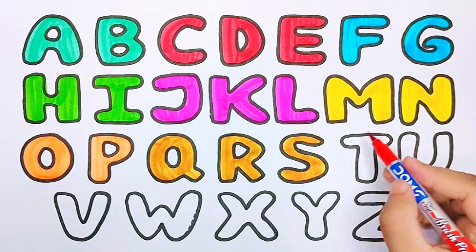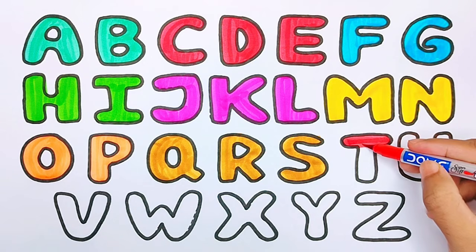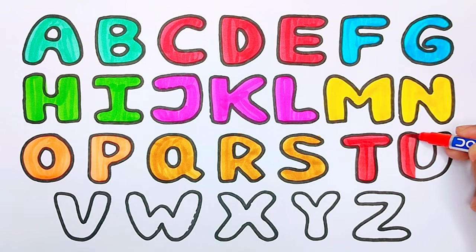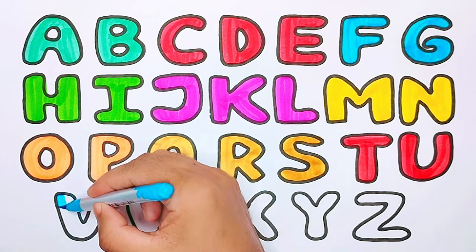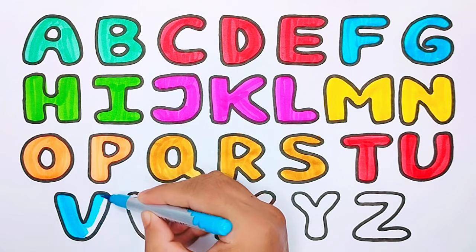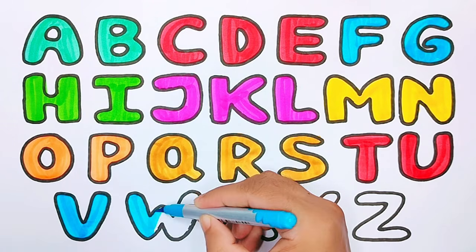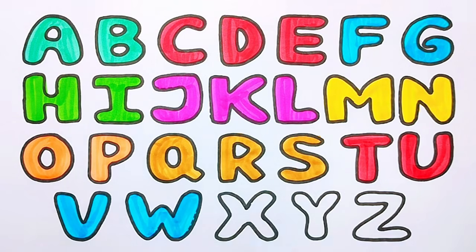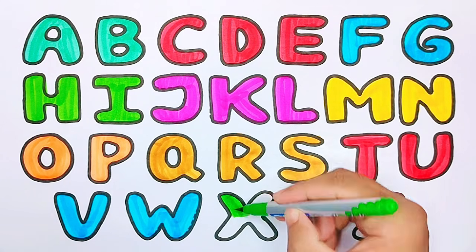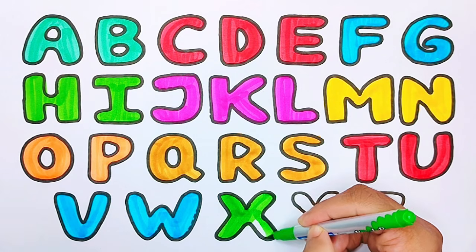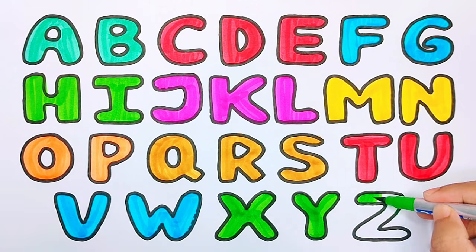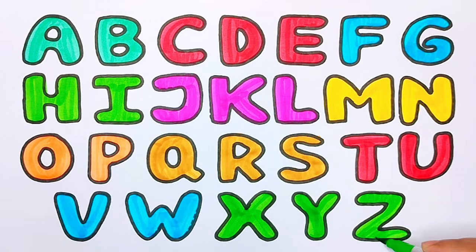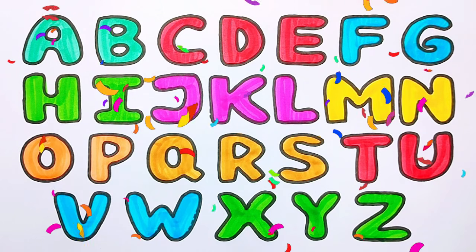Red color. T for teddy bear. U for umbrella. Sky blue color. V for van. W for watch. Green color. X for X-ray. Y for yarn. Z for zebra.